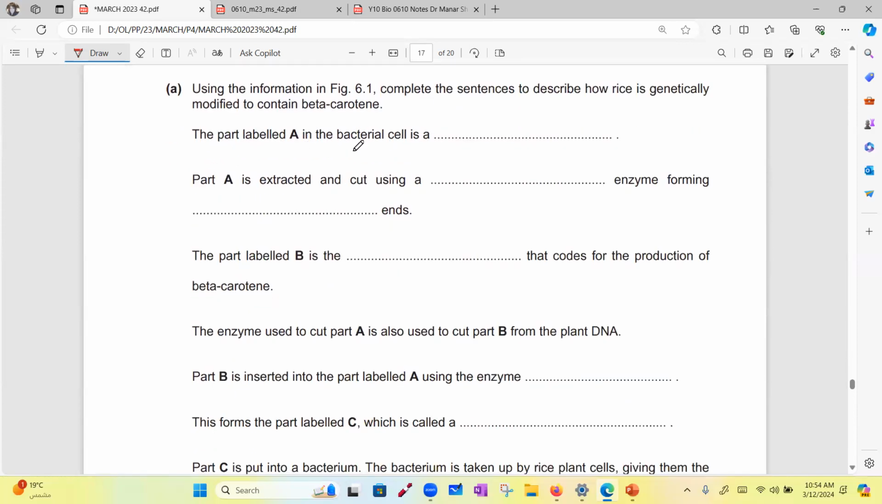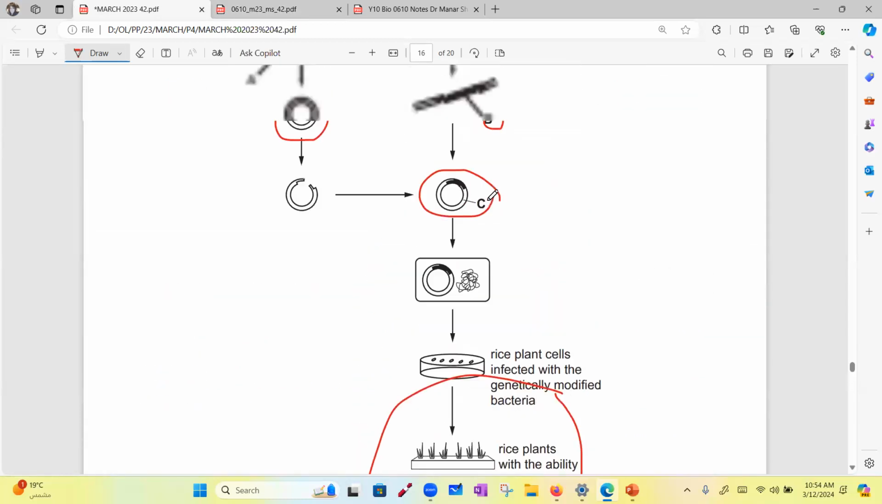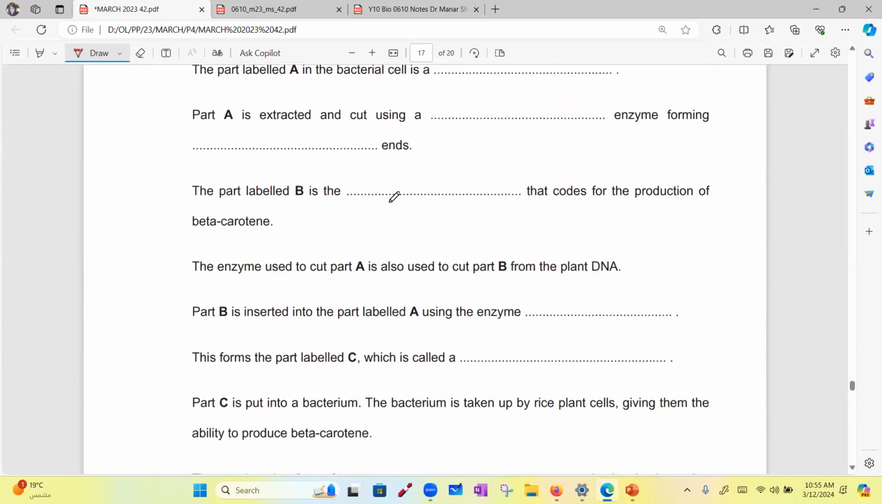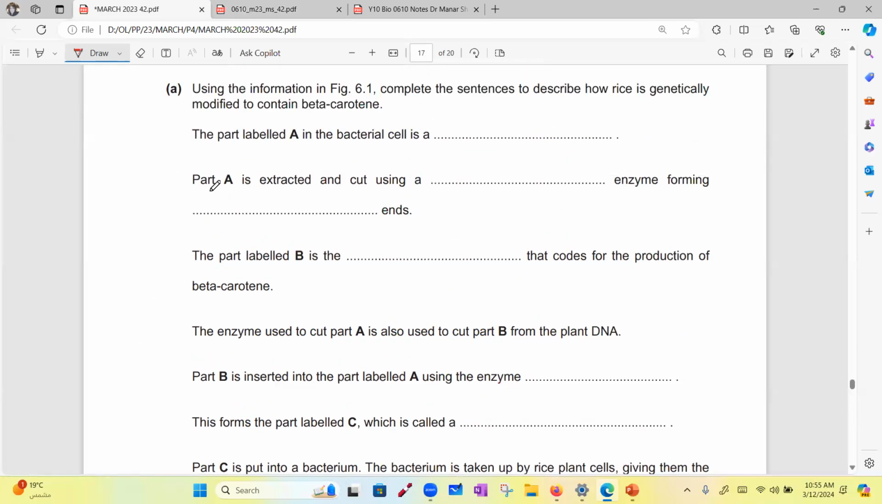The part labeled A is called what? Plasmid. We said it, okay? It's called the plasmid. Part A is extracted and cut using what? What is the name of the enzyme? Restriction enzyme, forming what? Sticky ends, okay? I don't know why you don't believe me when I tell you that you need to know the name of the enzyme. So these are restriction enzymes to give me sticky ends.